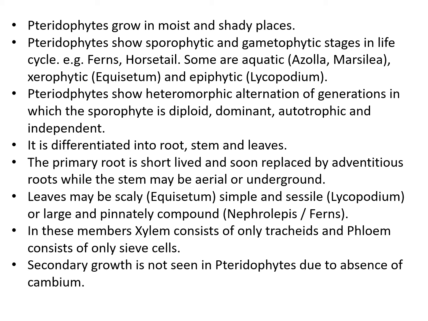Pteridophytes show heteromorphic alternation of generations in which the sporophyte is diploid, dominant, autotrophic, and independent. It is differentiated into root, stem, and leaves. The primary root is short-lived and soon replaced by adventitious roots, while the stem may be aerial or underground.